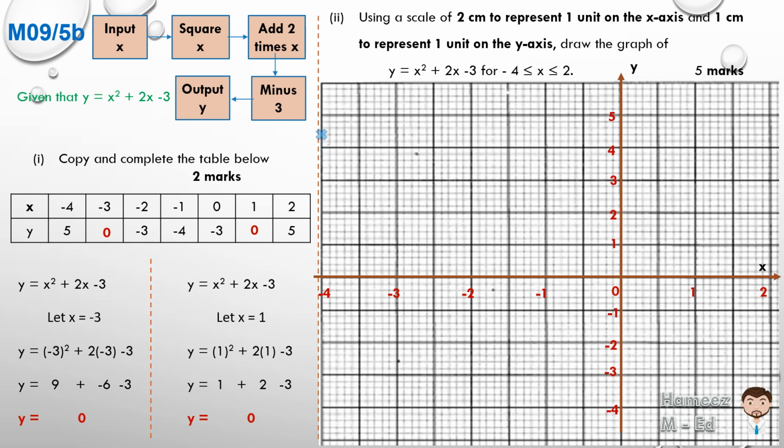Now, we want to plot the points, and minus 4, 5, that's the first point. And then minus 3, 0 means the y value is 0, means it's on the x-axis. Then minus 2, minus 3, minus 1, minus 4, 0, minus 3, 1, 0, and 2, 5. And now we draw a line through it, and we've completed the graph. So we finished the question.